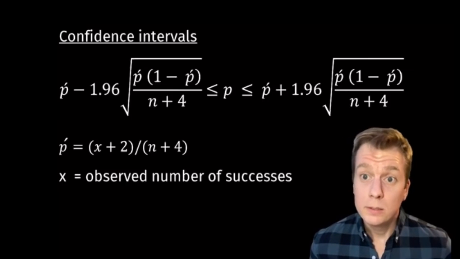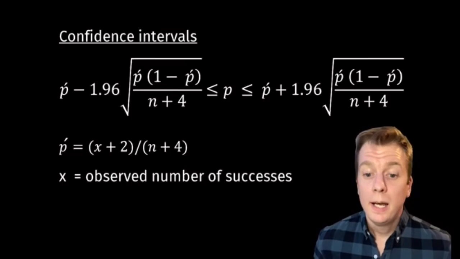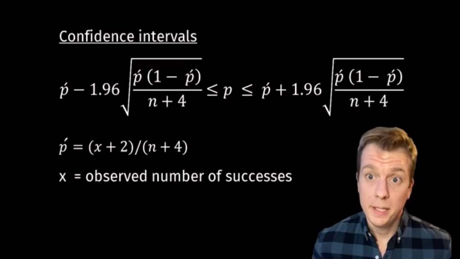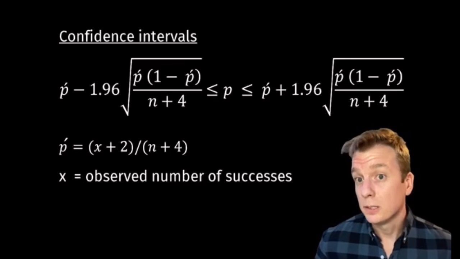Calculating that accented p is really simple. It's simply x plus 2 divided by n plus 4, where x is the observed number of successes.